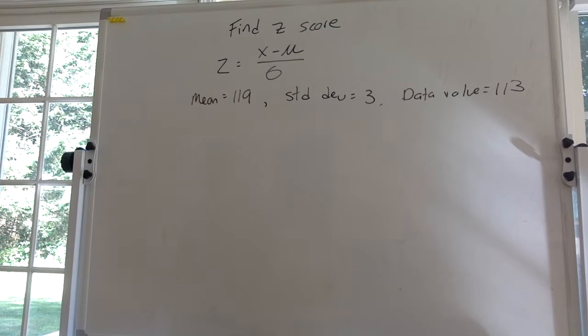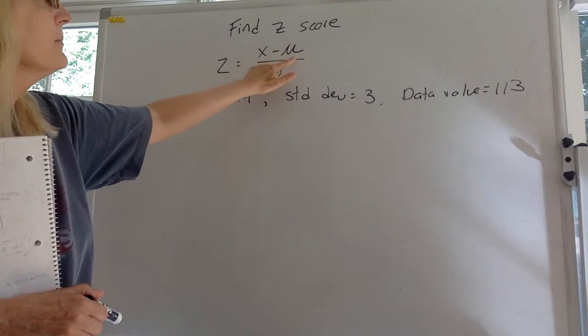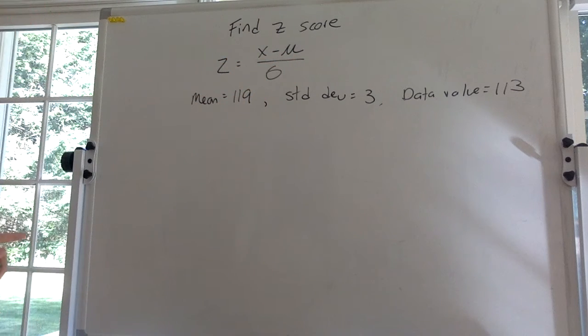Okay, in this problem, they just want us to find a z-score. And a z-score is just a score that can be used to compare data values. So let's see. Here's the formula for a z-score. You take the data value that you're interested in minus the mean and divide it by the standard deviation.